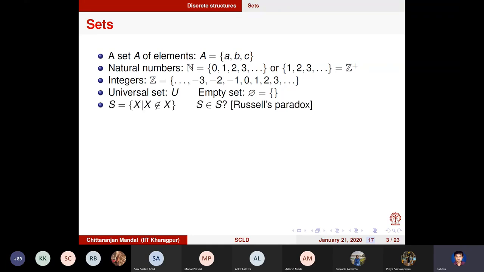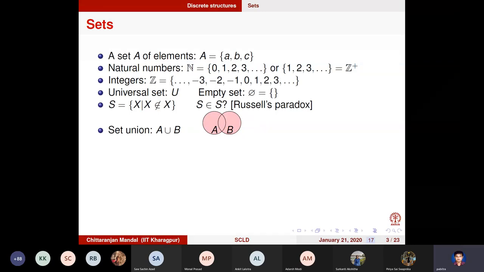Okay, so there is the Russell paradox. If we consider the set of all sets which do not belong to itself, is that set an element of itself? So in fact, the very definition of a set depends on some fundamental assumptions in mathematics, the axiom of choice and others.